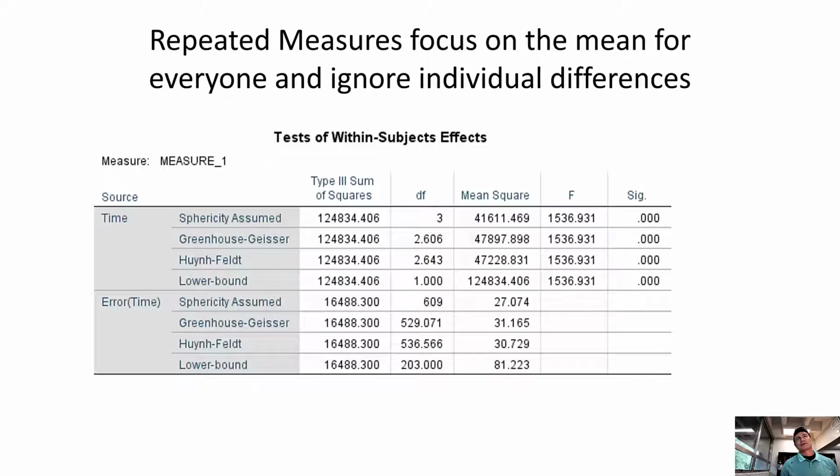And then when we look at the results of this, and I'll just show the results to highlight what we'll be seeing later on with the other types of methods, we have different corrections if there's sphericity issues, but they're basically all the same sort of result. We have a significant F ratio. We have change going on in this model.